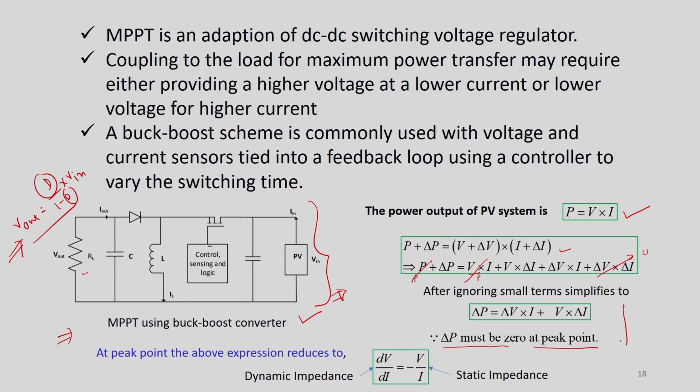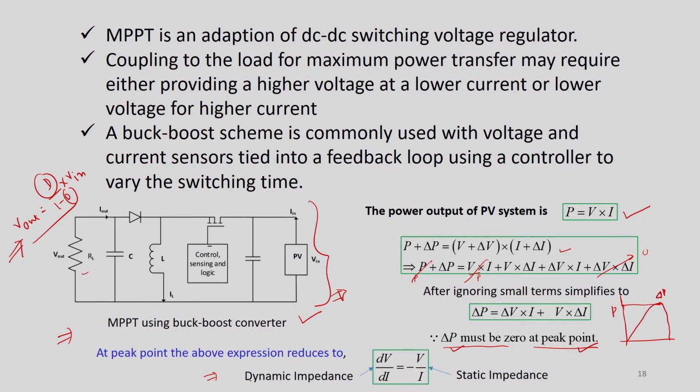So, as you can understand, if I recall this curve, it goes linearly and then will be something like this. At this point, the gradient will be 0, or del P is 0, because if you consider P here, there is no change in power. That is why delta P must be 0 at the peak point. If delta P is 0, then what we can calculate is del V by del I is equal to minus V by I.